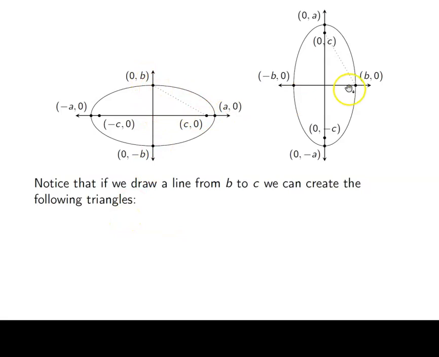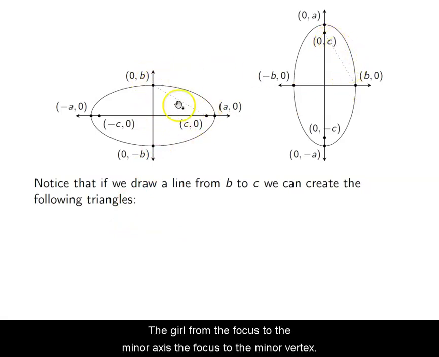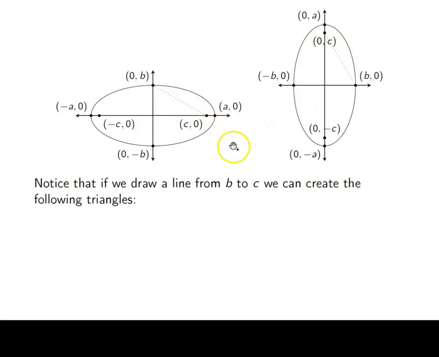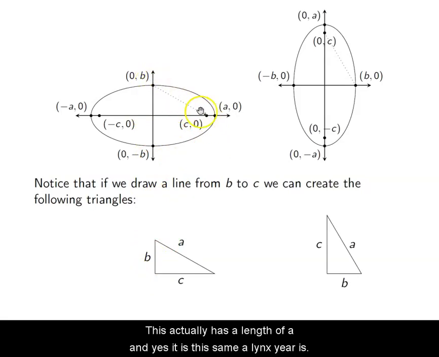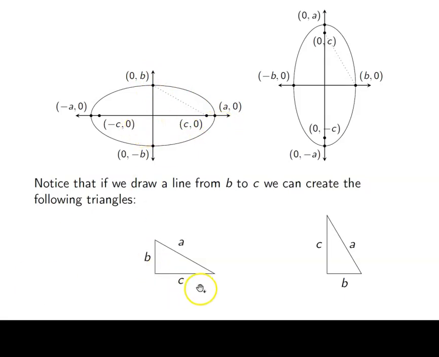So coming to these lines here that go from the focus to the minor axis, right? The focus to the minor vertex. Notice that these create triangles that have a length of b. This actually has a length of a, and yes, it is this same a. Length here is c. So this length a from the edge to the axis is the same as the hypotenuse of this triangle that connects the focus to the vertex for the minor axis.